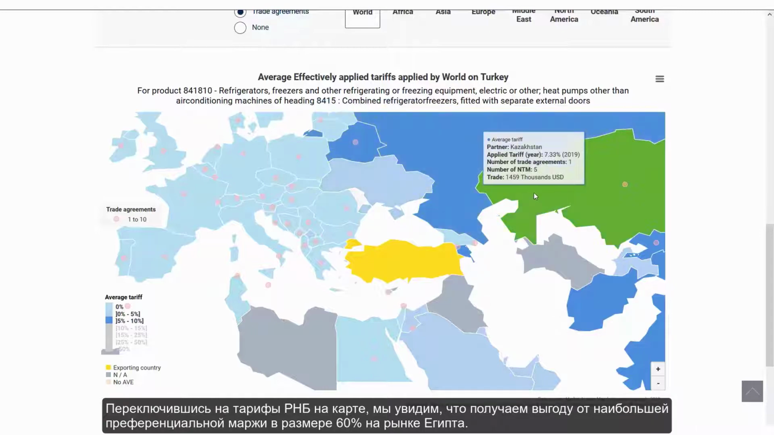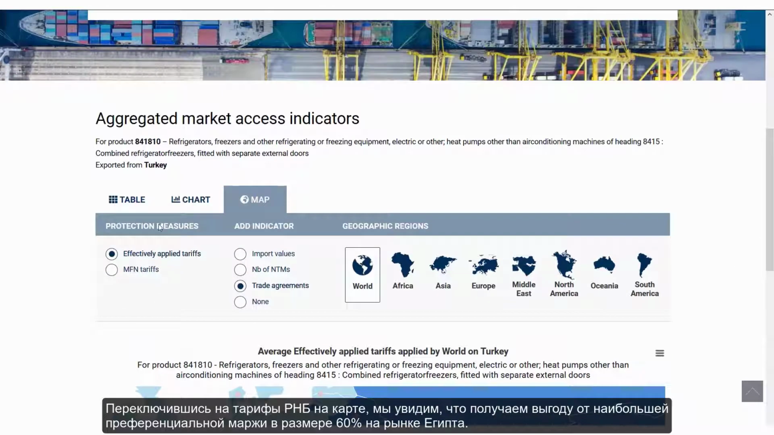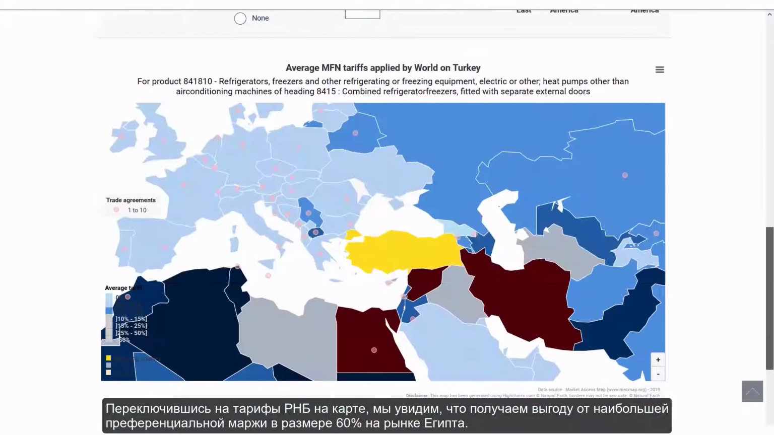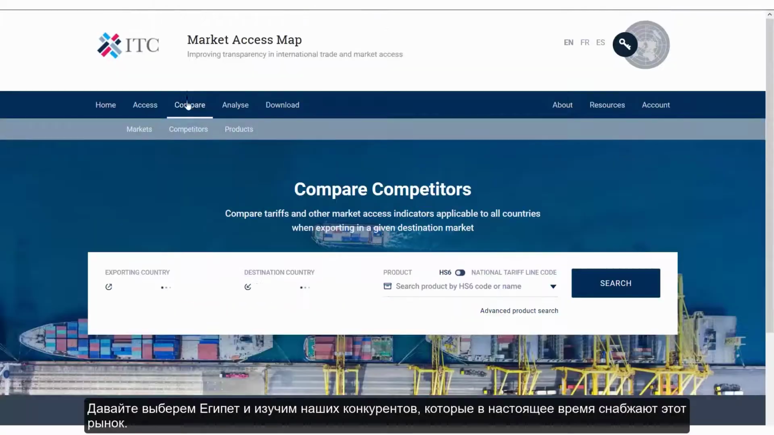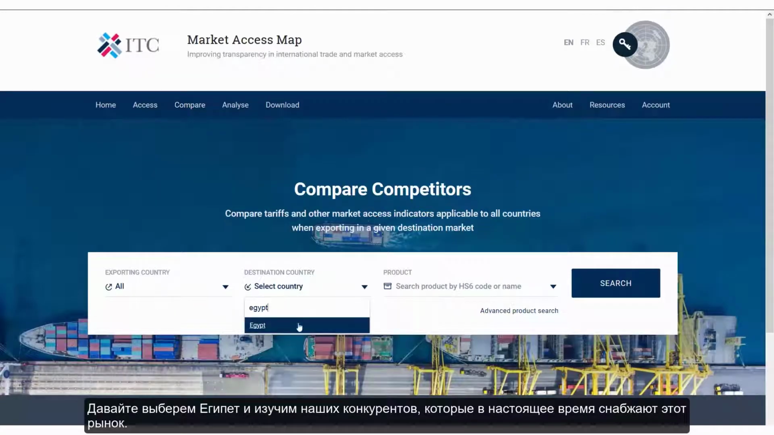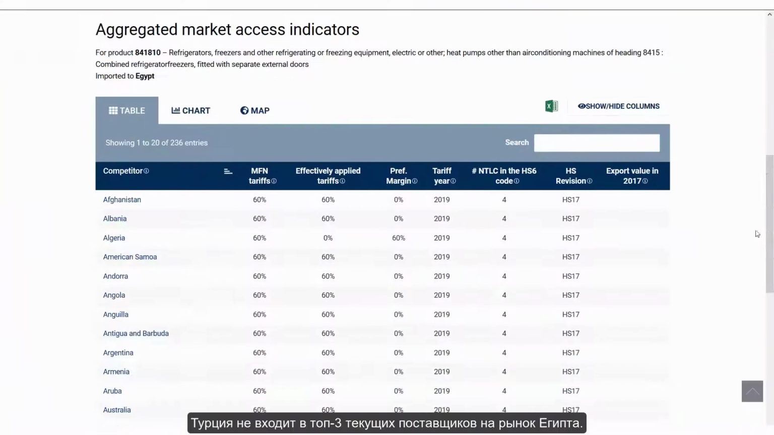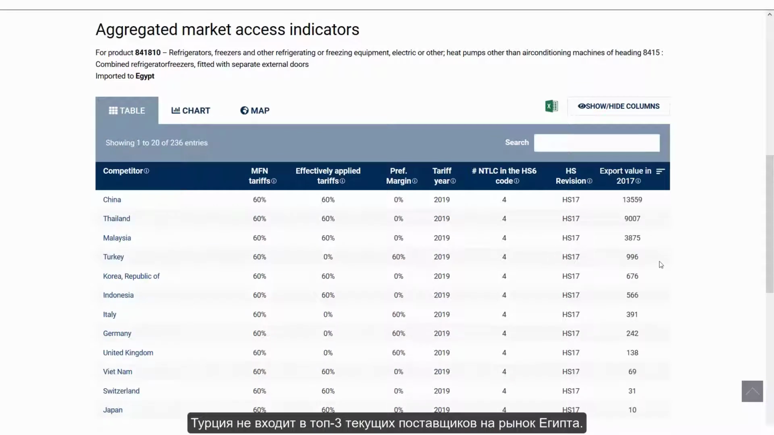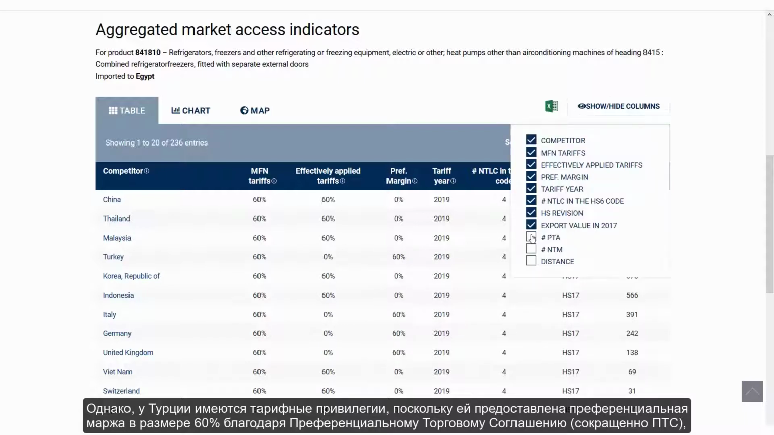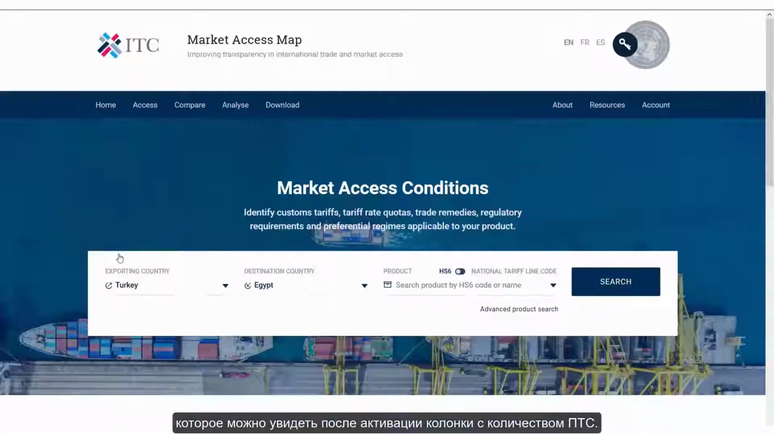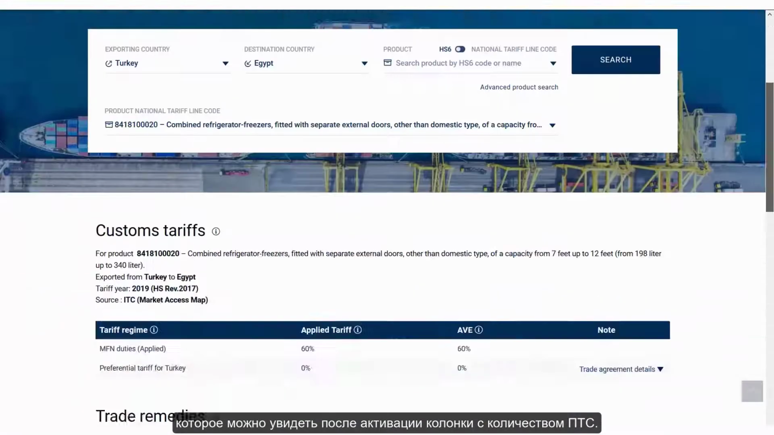Switching to MFN tariffs on the map, we recall from the table view that we benefit from the largest preferential margin of 60% in the market of Egypt. Let's select the market of Egypt and proceed to comparing our competitors who currently supply the market of Egypt. Turkey is not in the top 3 current suppliers to Egypt market. However, Turkey has a tariff advantage since it benefits from a preferential margin of 60% due to a preferential trade agreement, abbreviated as PTA, which we can see after enabling the number of PTAs column.